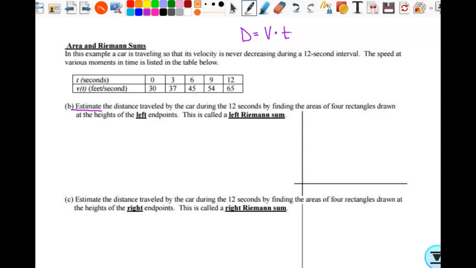So it says traveled by the car in the 12 seconds. So let's make a little graph here. I know we're going 12 seconds, so we'll make it 12 out here. This is our time, in seconds, right? And my velocity, it's never decreasing, which means it's always increasing. So we're going from 30 to like 65-ish. So let's say that this is like 30, and we'll make this like 60. Since it's increasing the whole time, it's not necessarily a straight line, but it's something like that, right? Oops, starting at 30.